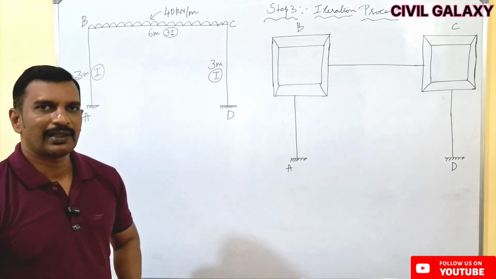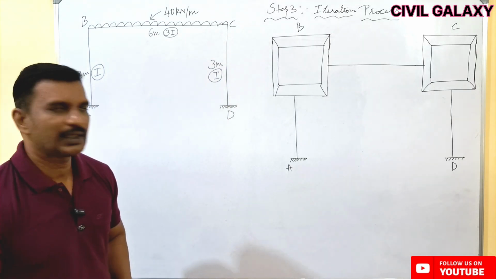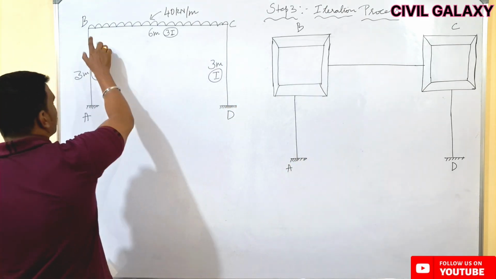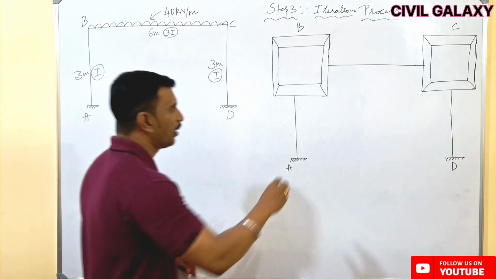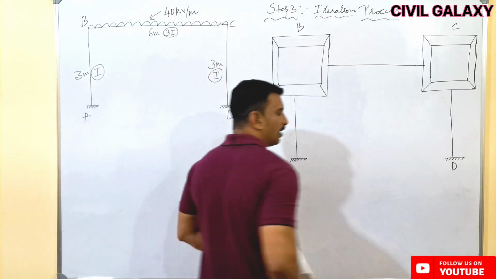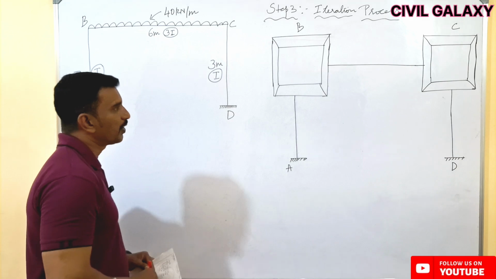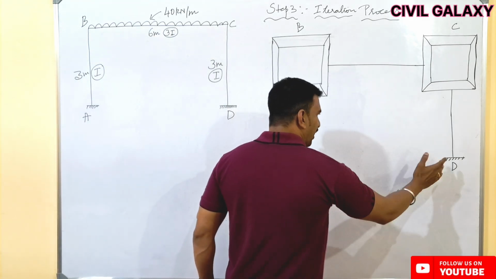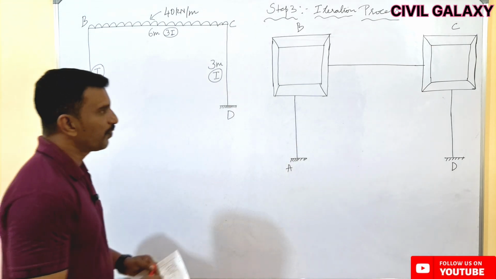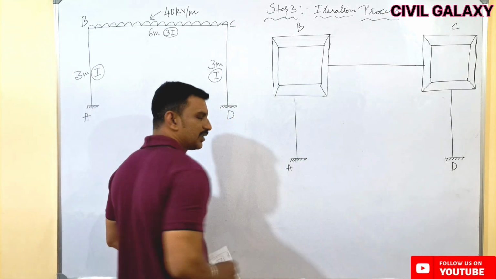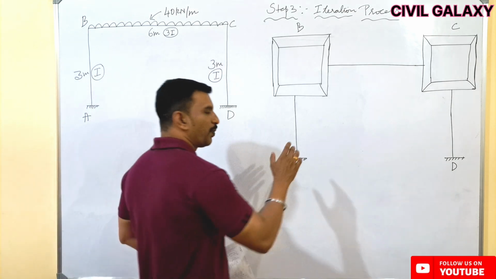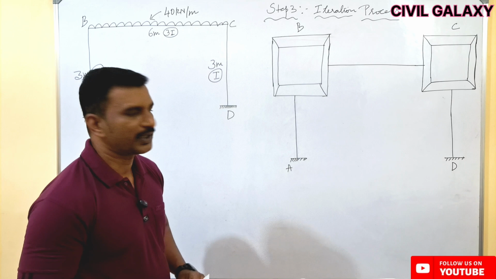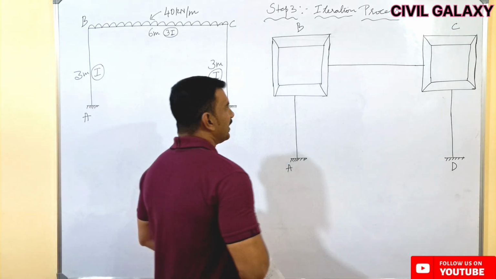Next step will be to calculate the rotation contributions. For that, I have considered a table where the intermediate supports, that is B and C, are replaced with two boxes, also called Kani's boxes, because the rotation contribution is only calculated for the intermediate supports and not for the end supports. In this Kani's table, we have to represent the fixed end moment, whatever we have calculated in step 2, and also the rotation factor, whatever we have calculated in the second step.